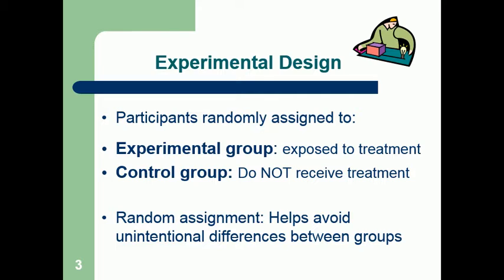What is key here is random assignment. This helps avoid any unintentional differences between groups. So in an experimental design, you're aware that different people have different characteristics. You might have people with different personalities, gender, experiences, backgrounds, but this is washed out because they have the exact same chance of being assigned to the experimental or control group.